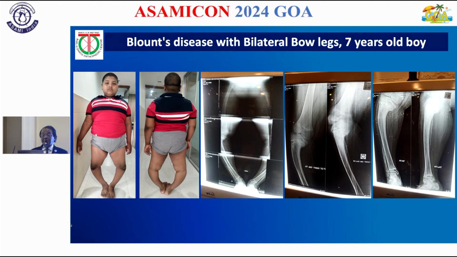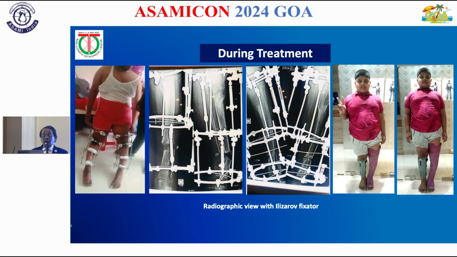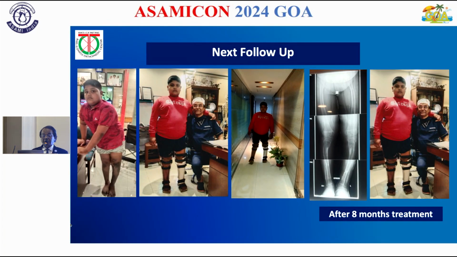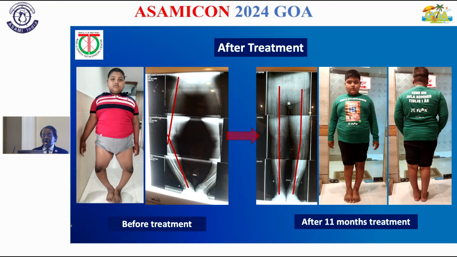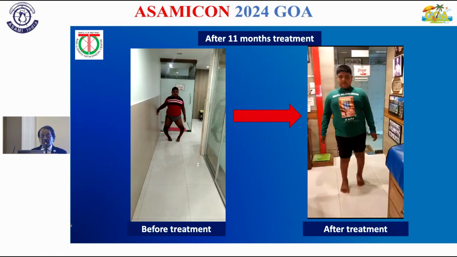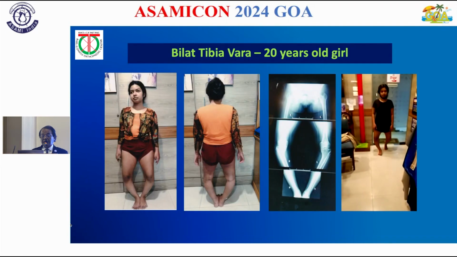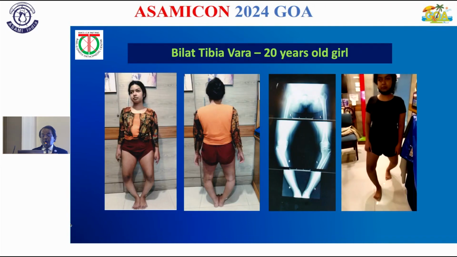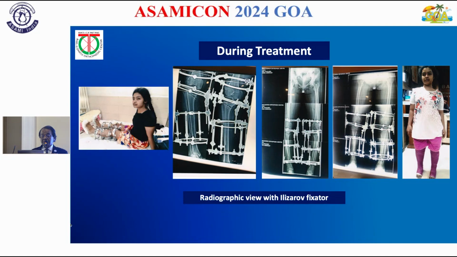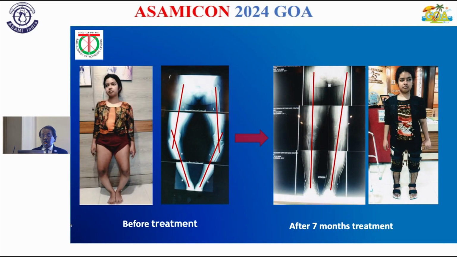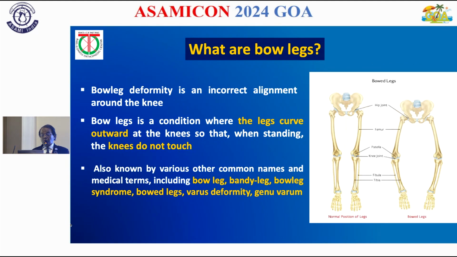Look at this 7-year-old boy with Blount's disease, and then corrected only with the wires and the corticotomy in the below. And this is after the removal of the apparatus, and this is the final follow-up. Look at the X-ray before and after 11 months of the follow-up. And this is before, and this is after. And again, another one, you can see a 20-year-old girl, Blount's disease, Elizarov fixator, radiographic view, before, after 7 months treatment, and this is what are the bow legs.